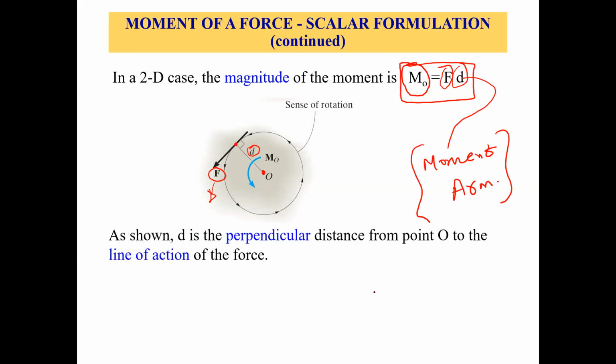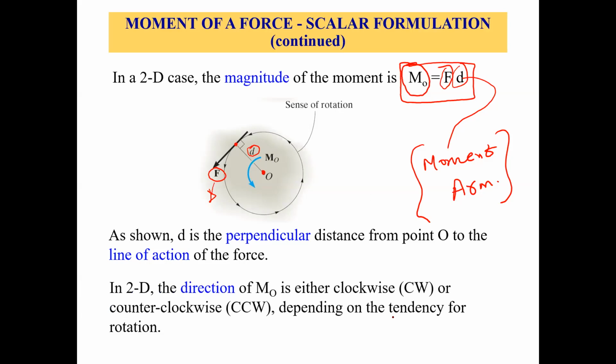All right, as we discussed, D is the perpendicular distance from point O to the line of action of the force. We already talked about this. Now in two dimensions, the direction of M sub O is either clockwise or counterclockwise, because once the force is creating some rotation, the rotation can be in either of the two directions. So that's the direction of the moment, clockwise or counterclockwise. All right, let's move forward.